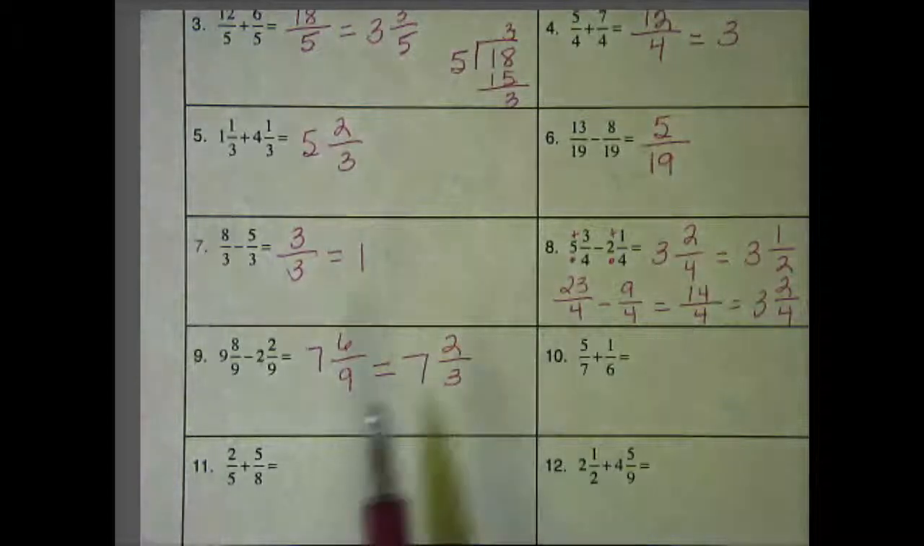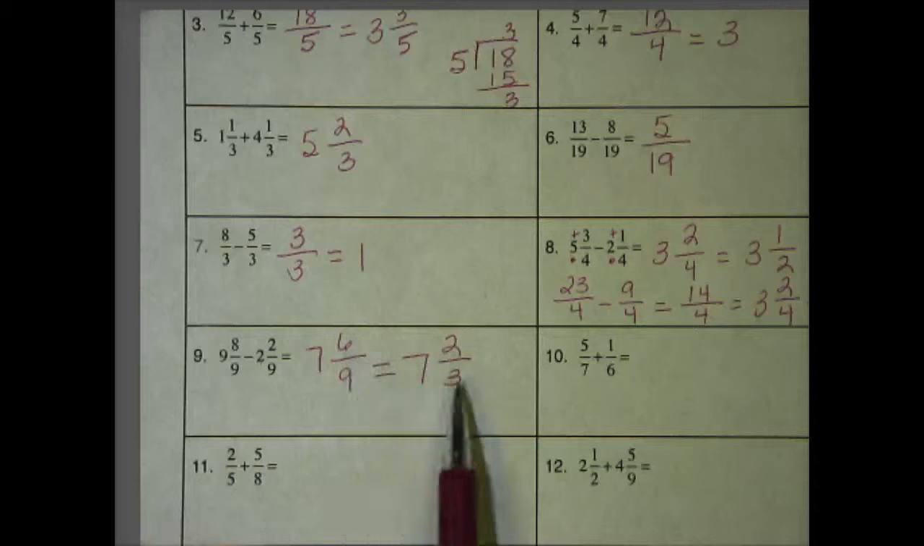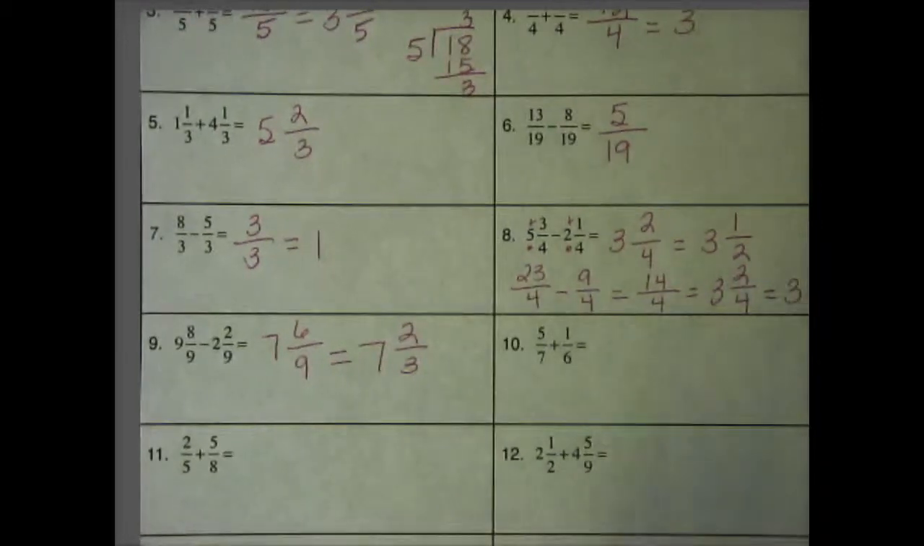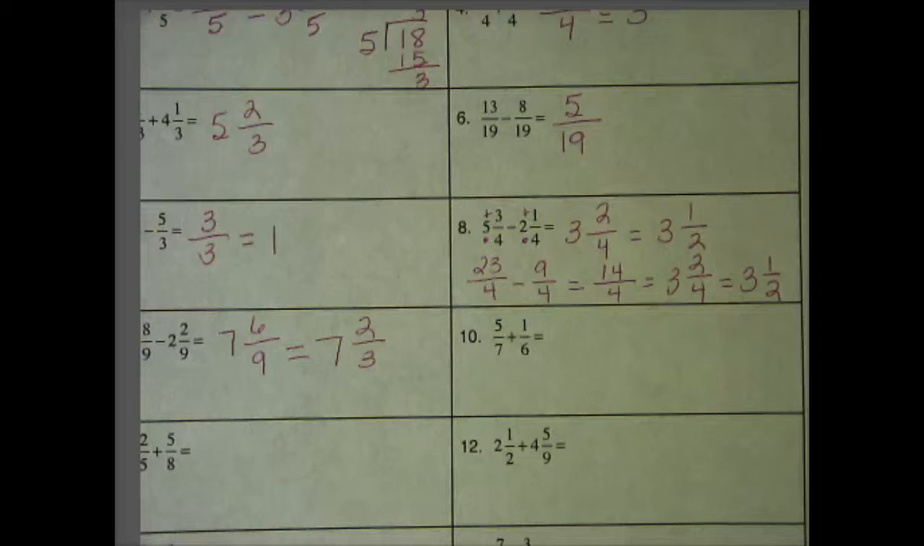Remember, the way we do that is that we divide them both by the GCF, and that's going to be 3. So 6 divided by 3 is 2. 9 divided by 3 is 3. All right, so that completes the review on fractions with like denominators, or common denominators, as you may have called them in the past. Now let's look at the ones that have different denominators.